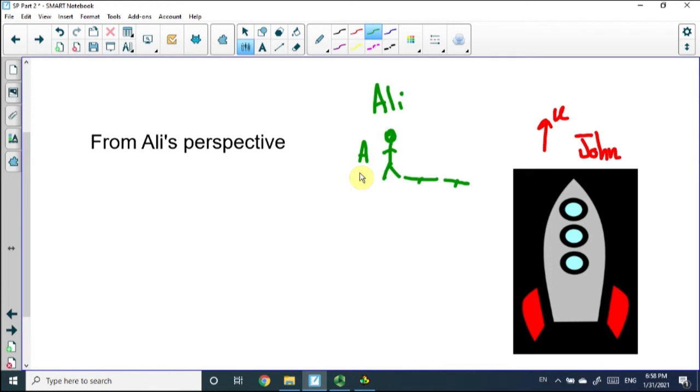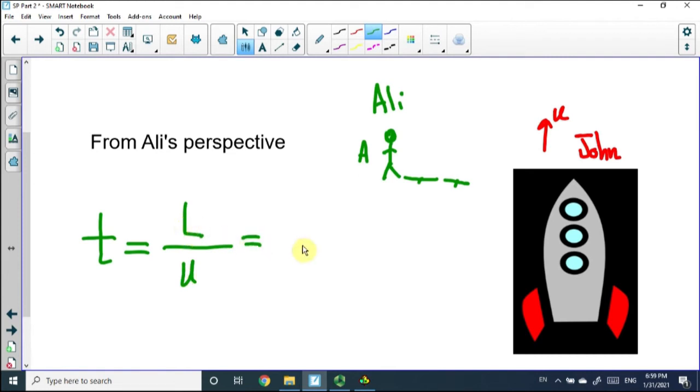So now for Ali, he will try to use simple equations. Ali already knows the speed of the spaceship, and he also measured the length of the spaceship. So he's going to use a simple equation to calculate time. He will say T is equal to the length of the spaceship as measured by him, which is the contracted length, divided by the speed of the spaceship. If you watched the previous video, then you know that Ali will measure the length of the spaceship.